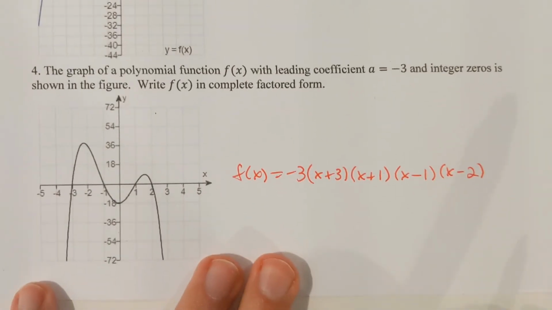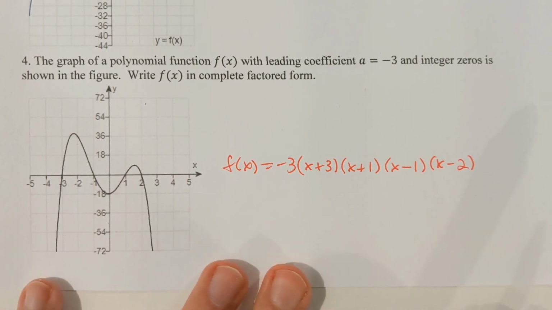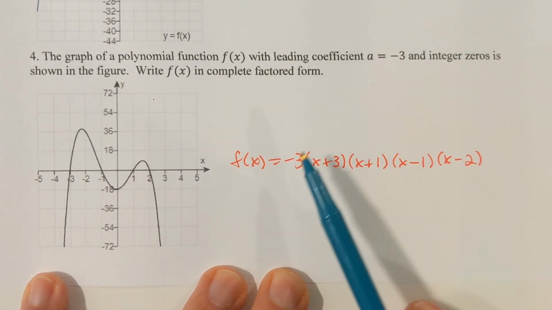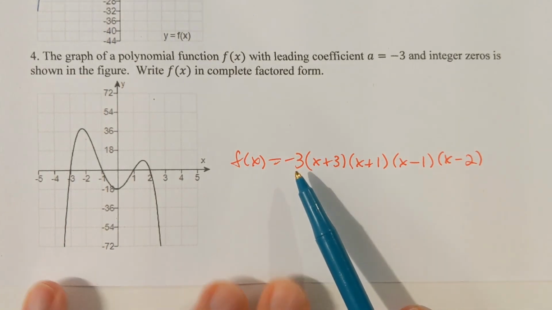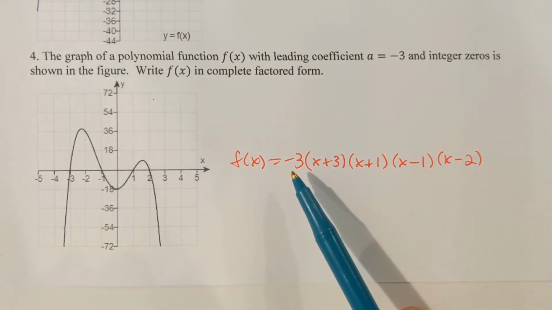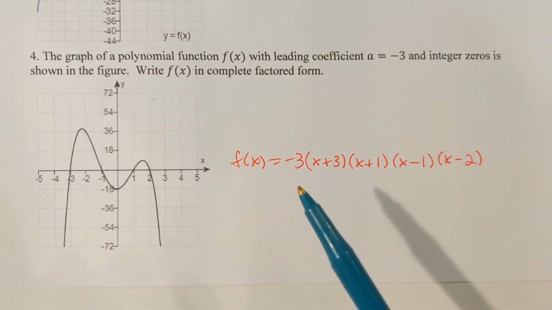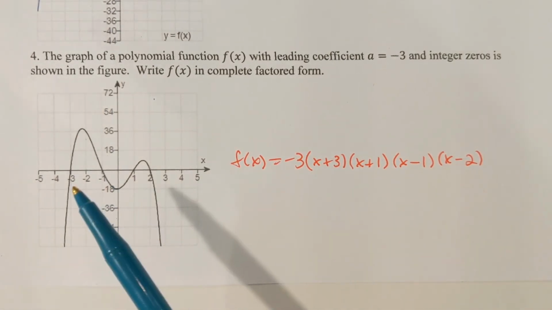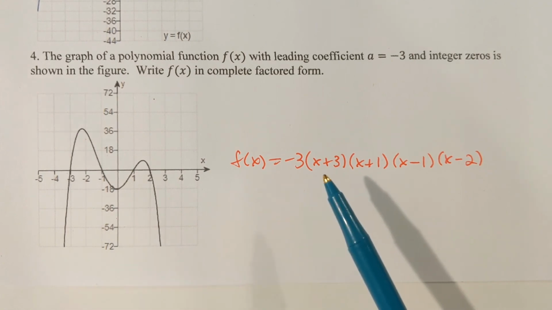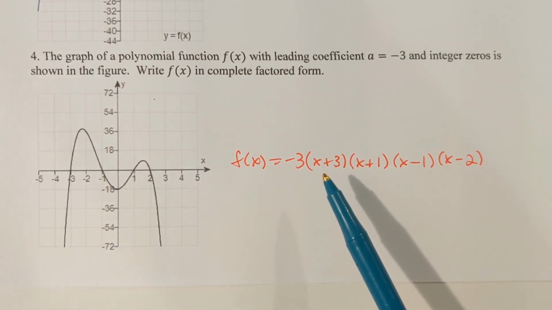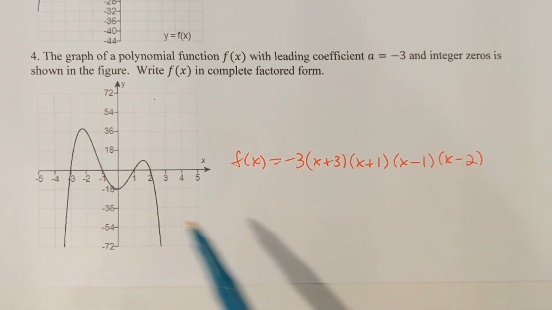Problem 4 is a similar problem, only this time we're going to let a be negative 3. So the negative 3 would just kind of act as a multiplier, and the problem would be handled the same way as the last one was. I would just simply identify the x-intercepts, and then I would know the zeros, and that would allow me to be able to write these factors here.